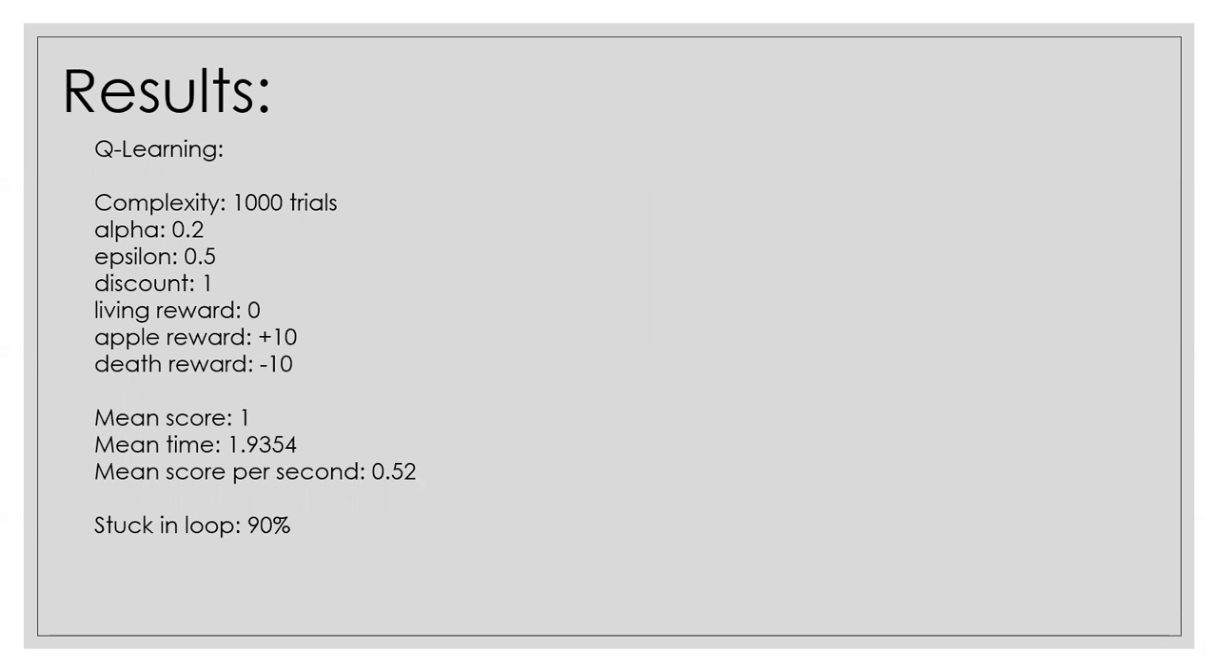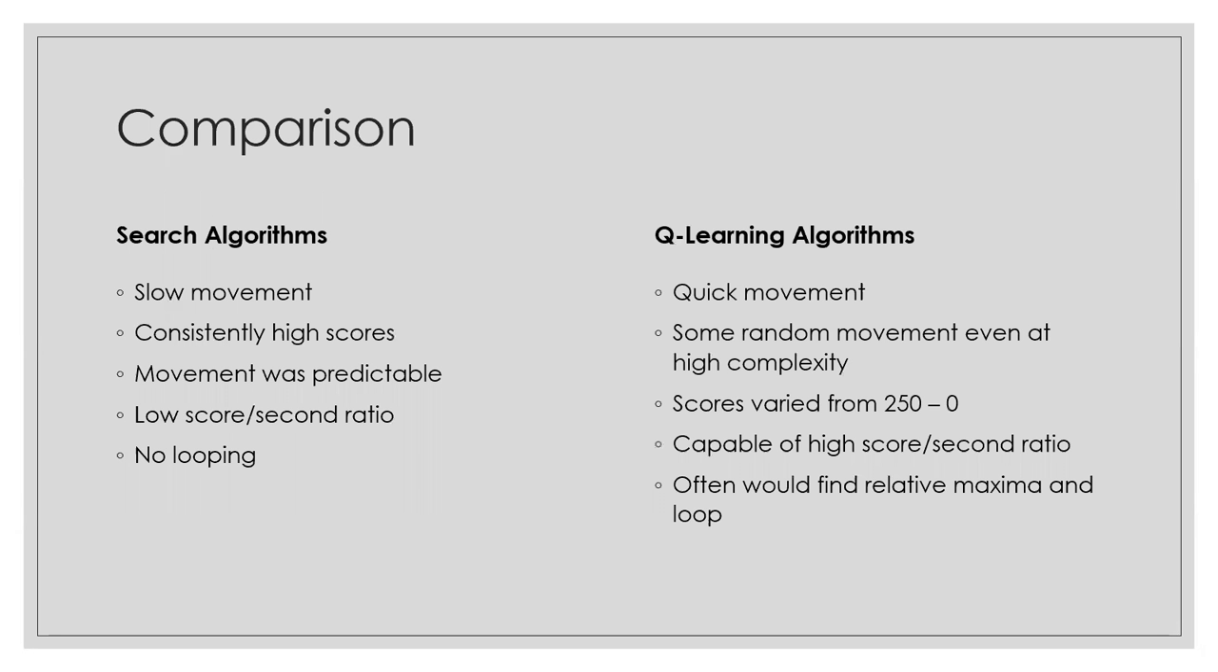And then changing the living reward to 0, the apple reward to +10, and the death reward to -10, again, it was even worse. The living reward seemed to have a big impact on whether or not the snake would be able to find the apple and find the goal consistently, and it got stuck in the loop 90% of the time.